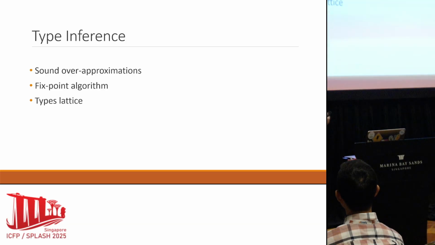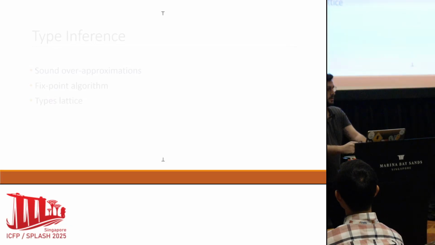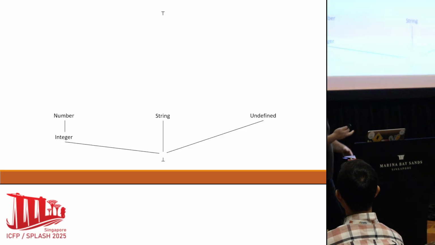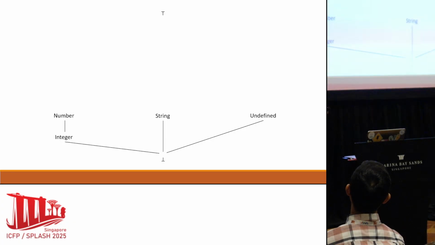We also wanted to use fixed point algorithms, as we all know and love in the static analysis community. And in order to do that, we defined our own type lattice to use. It's pretty straightforward. I'm sure it won't shock any of you. It does represent all the primitive types that we can use in TypeScript. For example, we have primitive strings, undefined as a type.